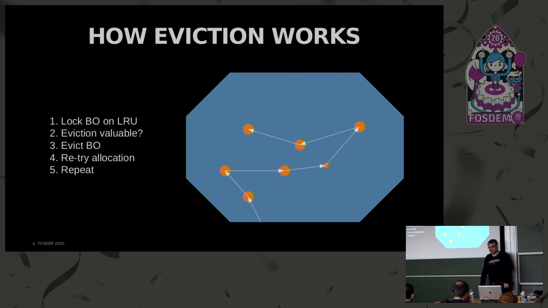This is actually rather inefficient, because when we, for example, have a lot of BOs at the beginning of the LRU list, we test over and over again if they are valuable to evict. And that actually doesn't make much sense, but more on that later.